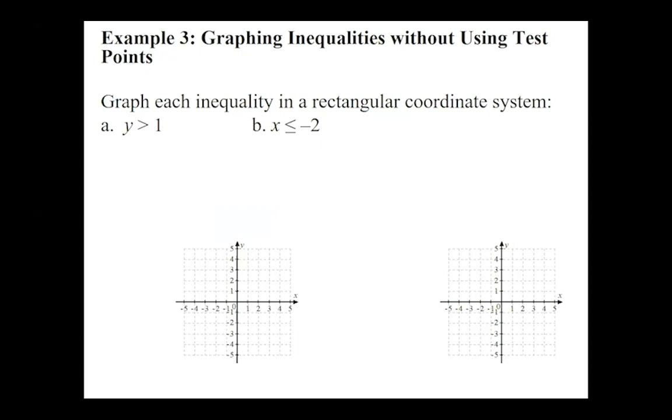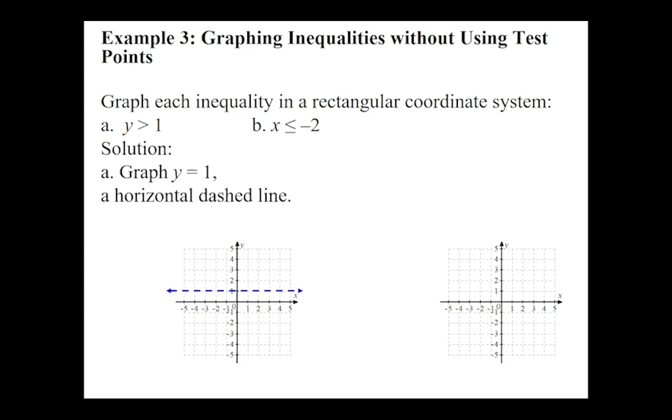So A, let's graph y is greater than 1. There's no or equal to, so that is a dashed line. Y equals 1 strikes the y-axis at 1. That's a horizontal line. So we do a horizontal dashed line at y equals 1. And then we want greater than that. Greater than is above. So we shade up. We can only do that because there was no slant. Otherwise, we would have had to do test points.